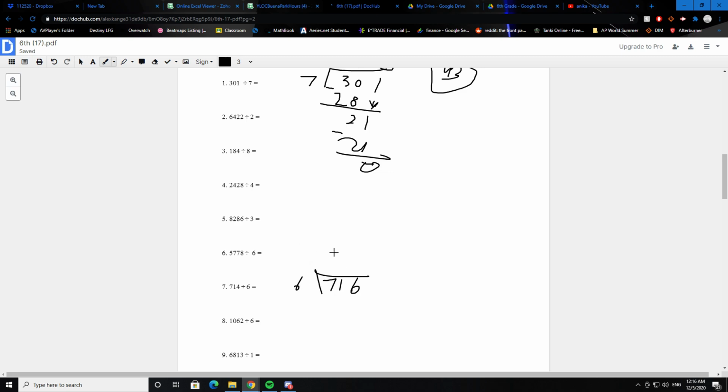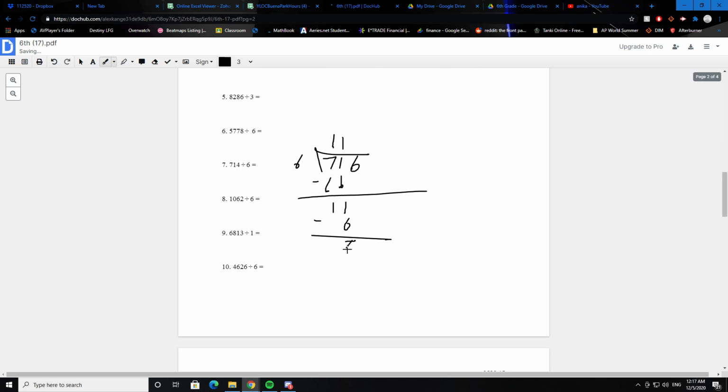So 6 goes into 7 once. 6 times 1 is 6, 7 minus 6 is 1. 6 cannot go into 1, so you bring the 1 down. 6 can go into 11 once. 6 times 1 is 6, 11 minus 6, the answer is 5. From this, 6 cannot go into 5, which would mean that you would have to bring the 4 down. So 6 goes into 54.